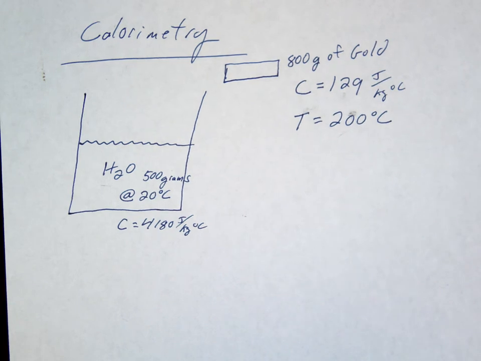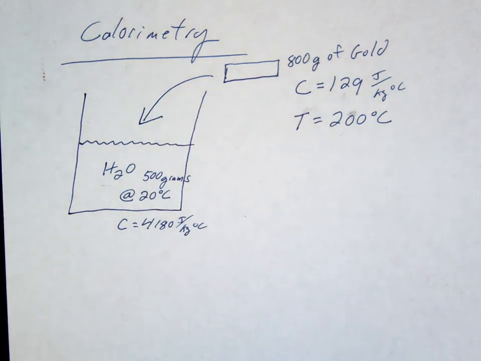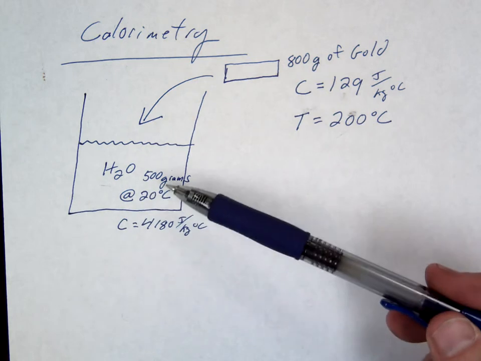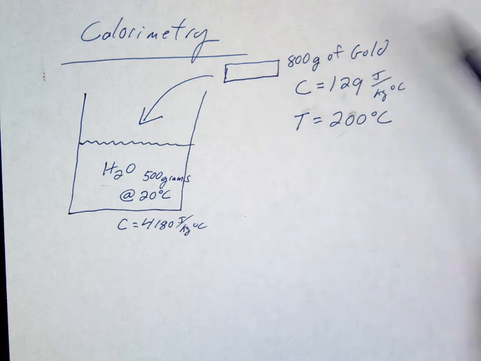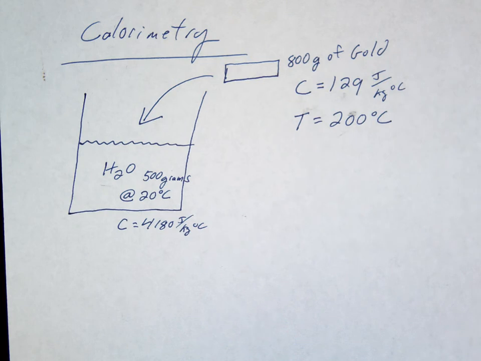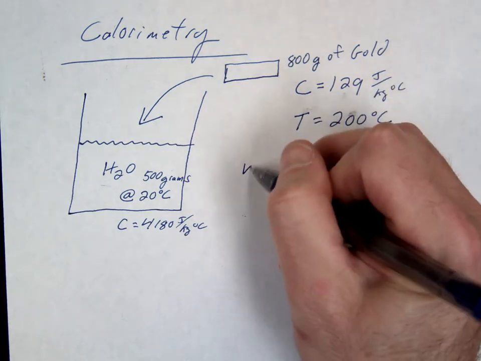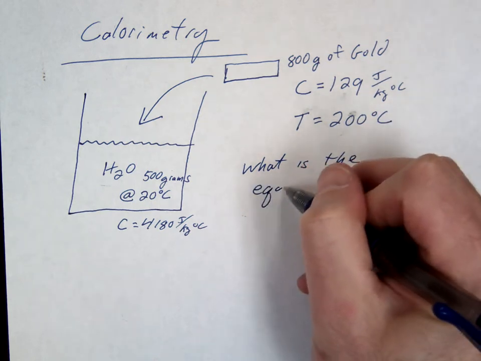Okay, so what am I going to do with this gold? So we're going to drop the gold into the water, right? And what's going to happen to the gold? Okay, it's going to sink, and then it's going to cool down, right? The gold's going to cool down, and the water's going to heat up. And if you leave it in there long enough, what should happen to the temperature of both the gold and the water? Okay, they should balance out, right? And we have a name for that. What's that called? Equilibrium.